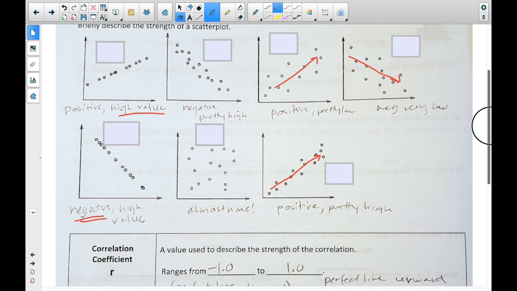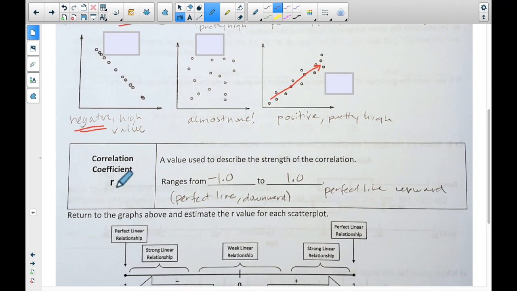When we talk about the correlation coefficient, it has this letter R, and it is a value used to describe the strength of a correlation, and it ranges from -1 to +1. And this is like 100%. A -1 would be 100% in the negative direction, and a +1 would be 100% in the positive direction. So this would be like a perfect line going upwards. When your dots are perfectly lined up in a perfect line going upward, that is a 1. If they are perfectly lined up going downwards, that is a -1.